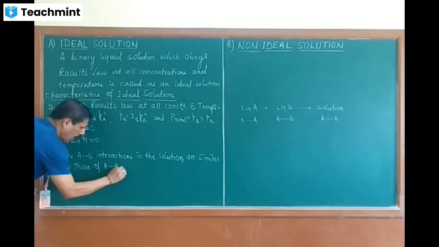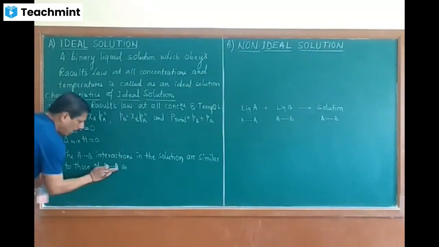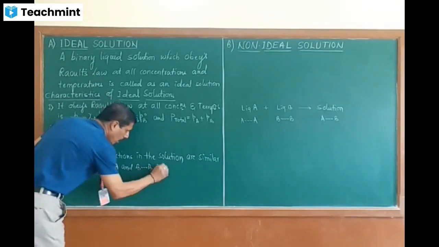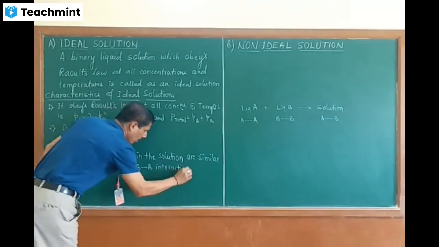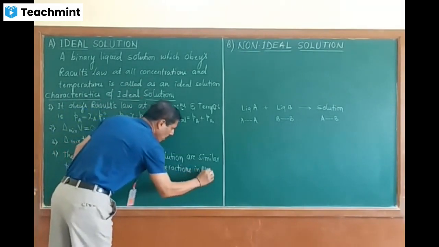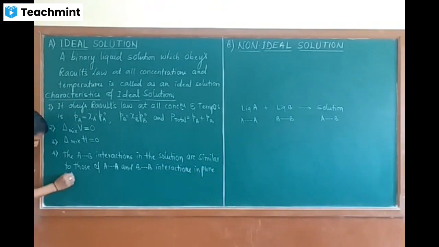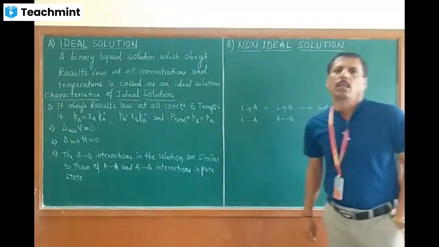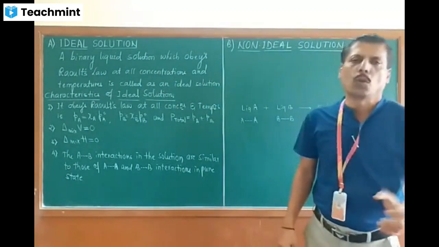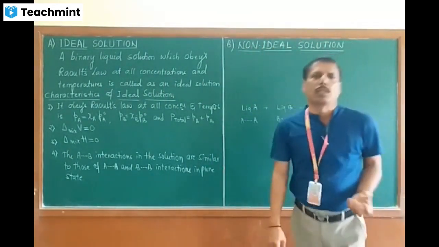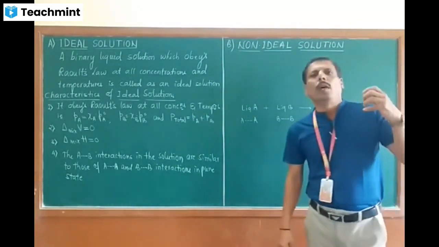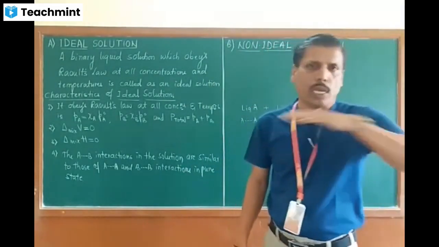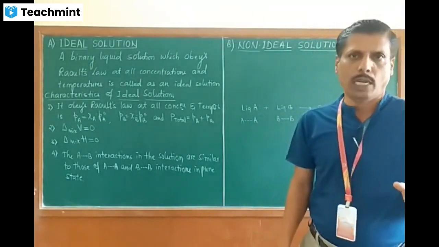AA and BB interactions in pure state. Then we say that when the AB interactions in the solution are similar to those of AA interactions and BB interactions in the pure state, then what will happen? There is no change in volume after mixing the two components, and there is no change in enthalpy after mixing the two components. Is it clear?